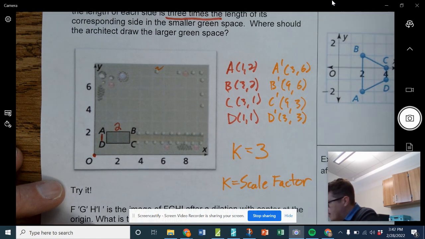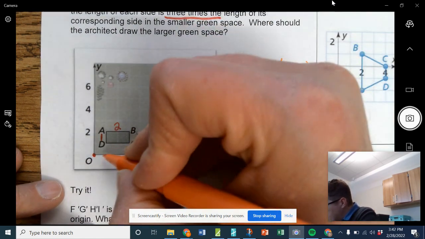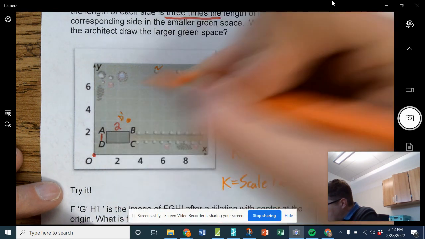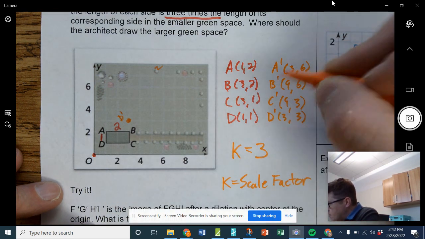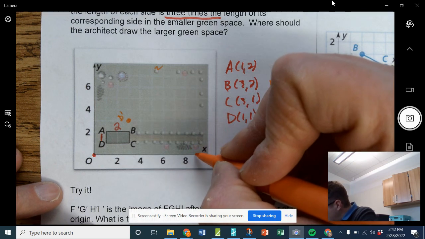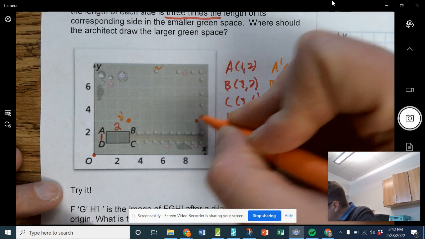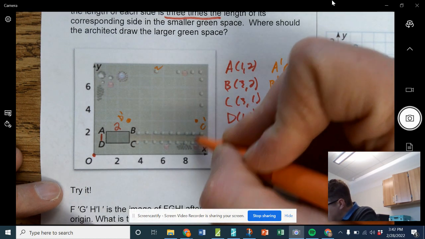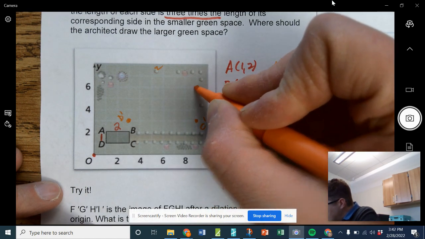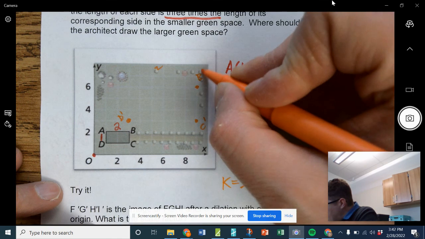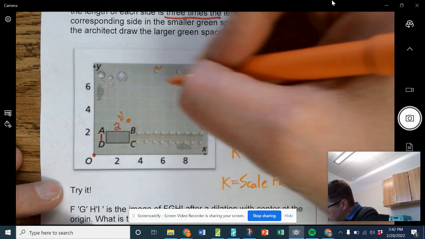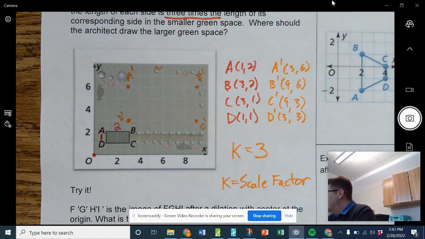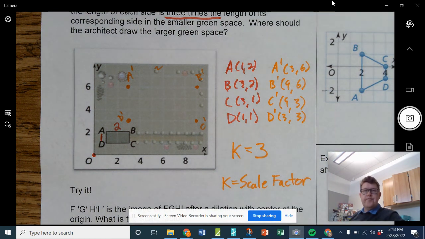And then we just plot these points. D prime is 3, 3, so that's going to be right here. Okay, 9, 3 for C. So 9 is right here, and then up to 3. So that's C prime. And then 9, 6 over 9 and up. Let's see, 1, 2, 3, 4, 5, 6. That's our B prime. And then last but not least is A prime at 3, 6, which will be right there.